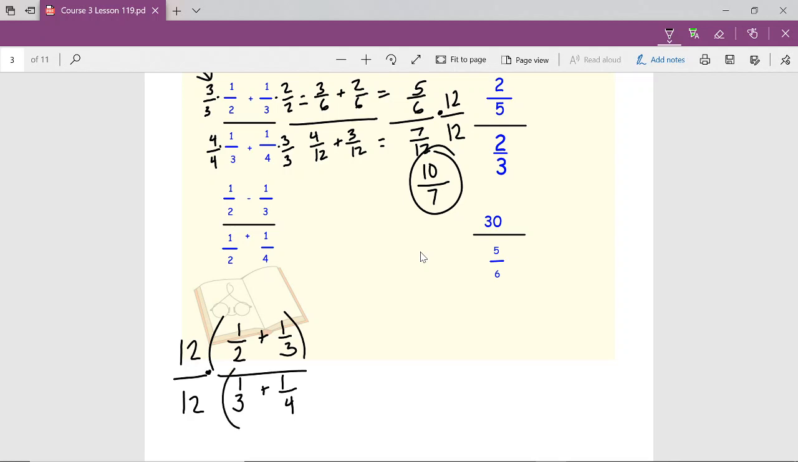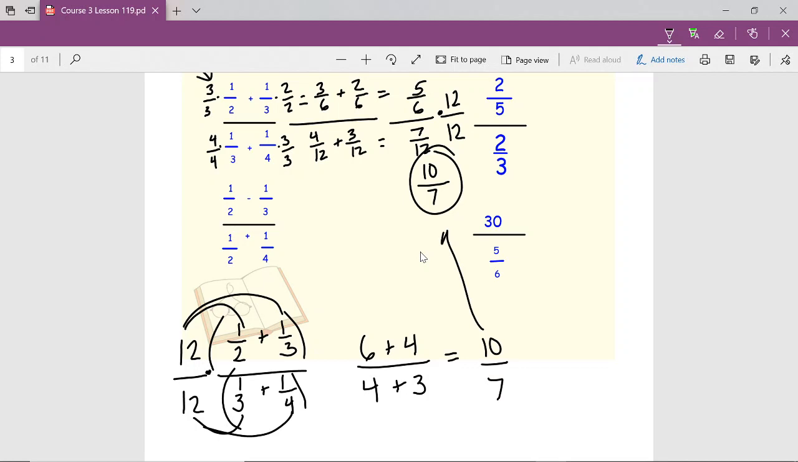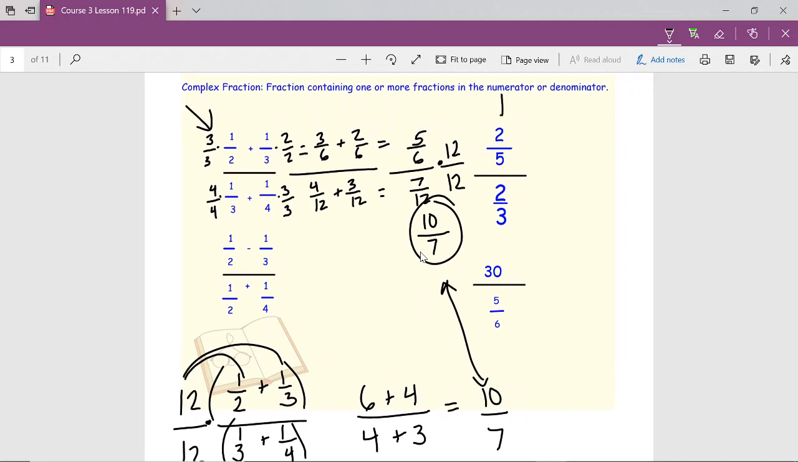But what I have to remember is that this 12 goes to the 1/2 and to the 1/3. So in this case, 12 times 1/2 is 6, plus 12 times 1/3 is 4, over 12 times 1/3 is still 4, and 12 times 1/4 is 3, giving me 10/7, exactly like we got above. Okay, so you can use either of these methods to go about it. You can see that one of them is definitely less steps, but you have to think about it a little bit more beforehand. So let's go over to the second one on the page, 2/5 divided by 2/3.